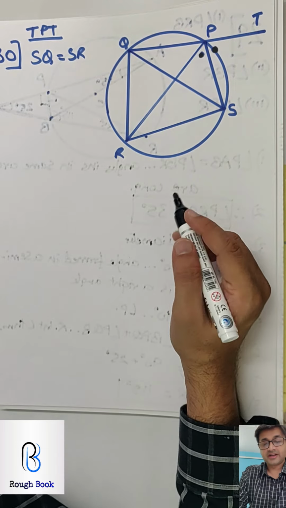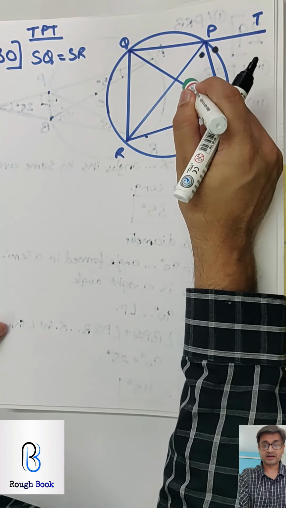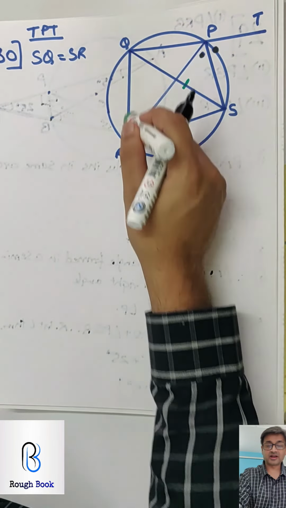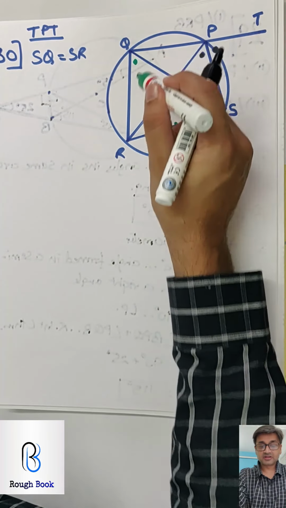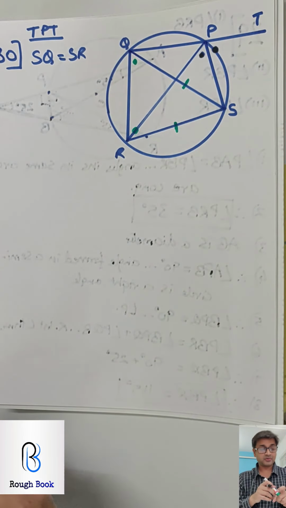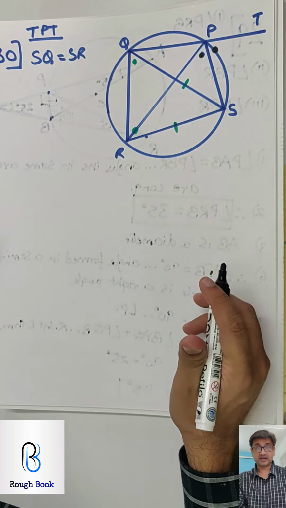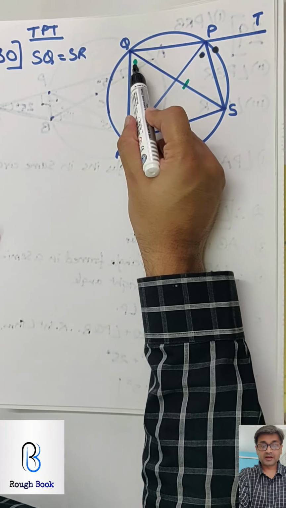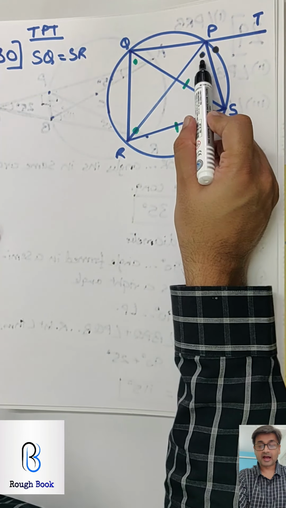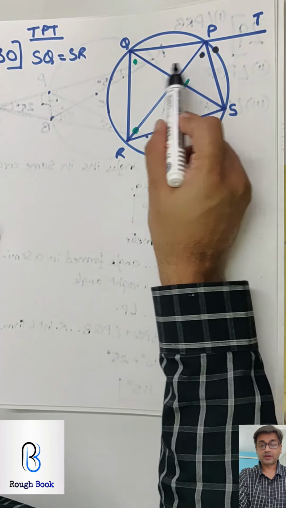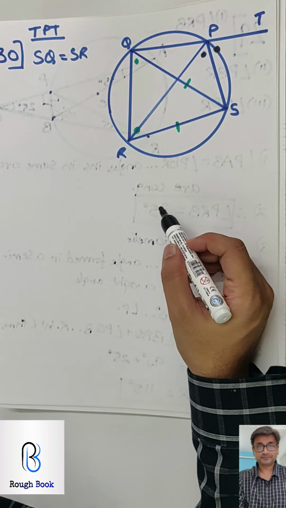So if you want to prove that SQ is equal to SR, then you will have to prove that this triangle is isosceles. That means these two base angles are equal. So how do I want to prove the two base angles equal? Can I prove this green and black dots same, equal, angles inscribed in the same arc? Can you see two mountains? Yeah. And this dot and this green dot are equal. Can you tell me why?